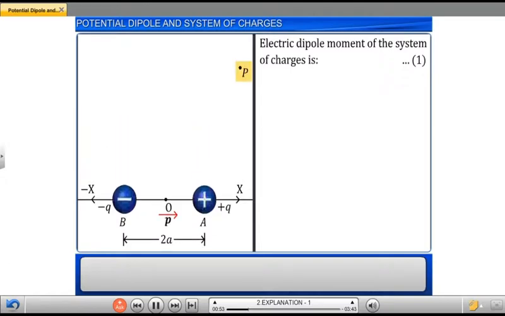Consider a point P in the electric field of the dipole in free space, at a distance r1 from the charge plus Q, and distance r2 from the charge minus Q. The net electric potential at point P due to the electric dipole is equal to the algebraic sum of the electric potentials due to the charges plus Q and minus Q of the dipole.